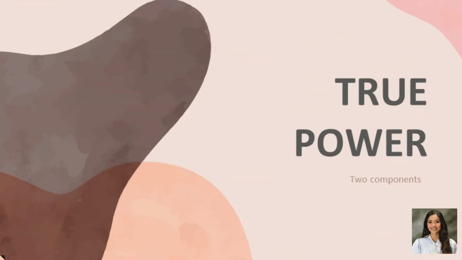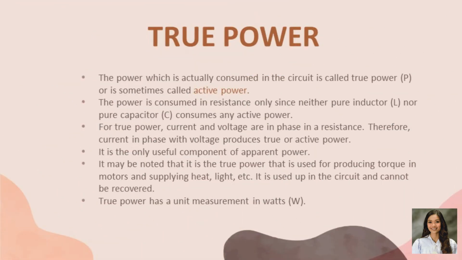True power. The power which is actually consumed in the circuit is called true power, or sometimes active power. The power is consumed in resistance only, since neither pure inductor L nor pure capacitor C consumes any active power. For true power, current and voltage are in phase in a resistance. Therefore, current in phase with voltage produces true or active power. It is the only useful component of apparent power.